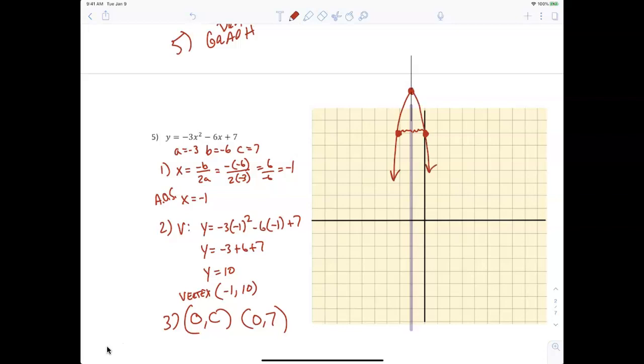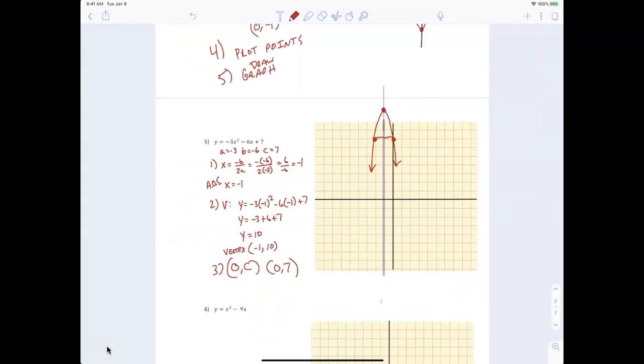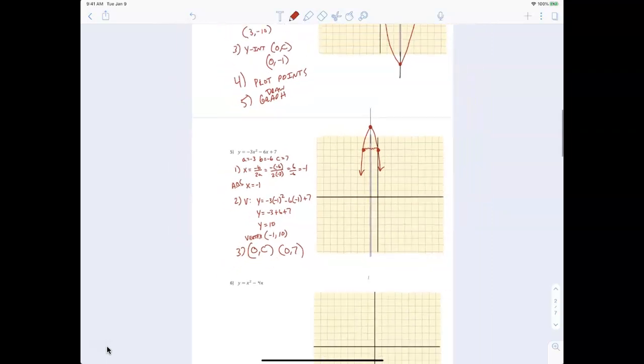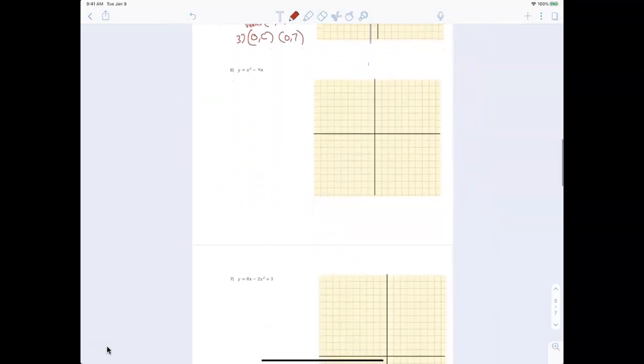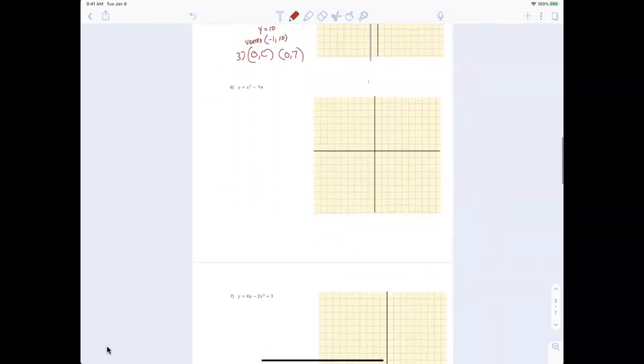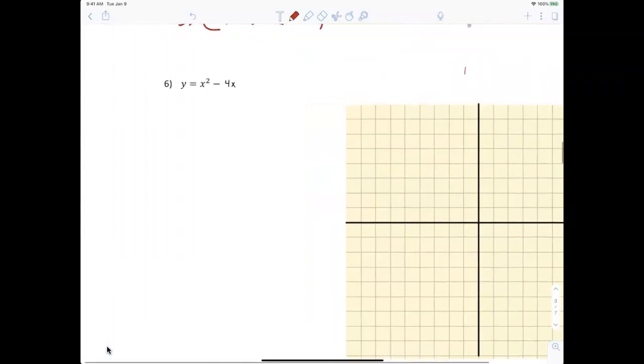Alright guys, I don't think that's that hard. Not that hard at all. A few little steps you have to remember. Technically 3 steps, because step 4 is just plotting the points, and step 5 is drawing the graph. Now let's do question number 6, because I tried to throw you off a little bit here.